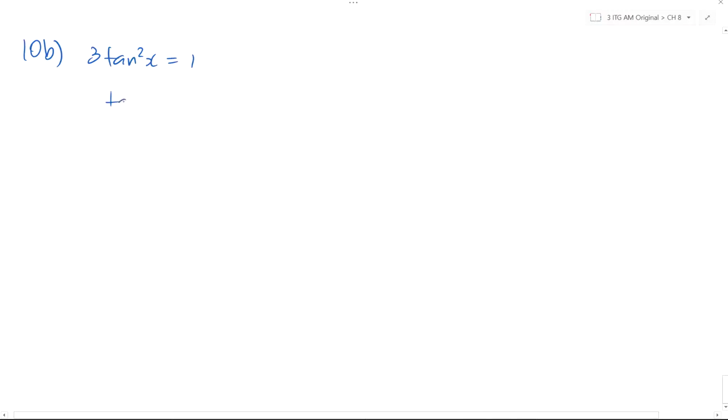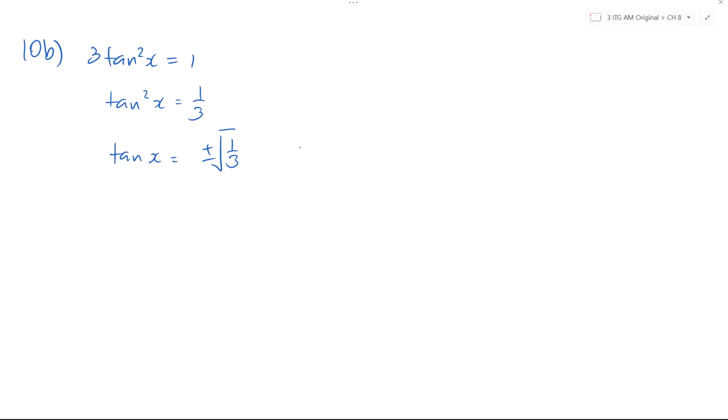First step, tangent squared x is 1 over 3. But I still don't have it in that form. Square root, okay. So when we do the square root over here, we are introducing the square root, so what must you remember to put? Tangent x equals plus minus square root of 1 over 3. Do I need to reject any of them? There is no reason to.